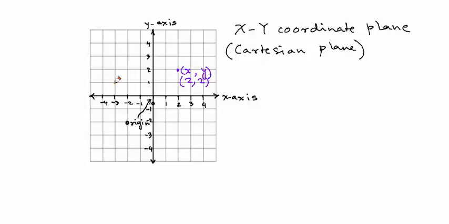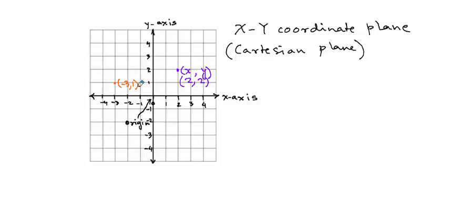Let's have another point. How about this? The X coordinate of this point is negative 3 as it corresponds to the point negative 3 on the X axis. So we write a negative 3 comma, the Y coordinate corresponds to the number 1. So this is going to be negative 3 comma 1. As I already said, the order does matter. So negative 3 comma 1 is different from 1 comma negative 3.